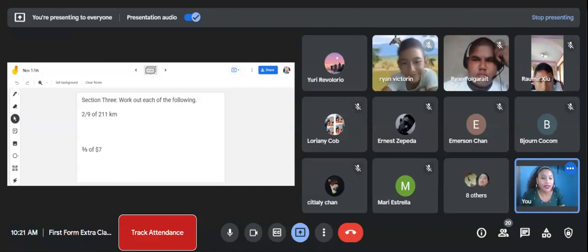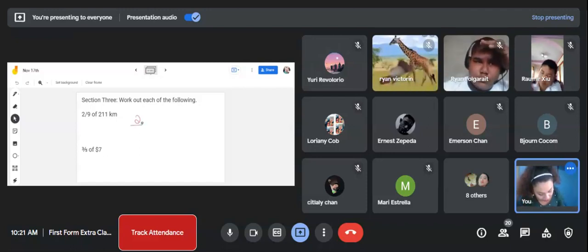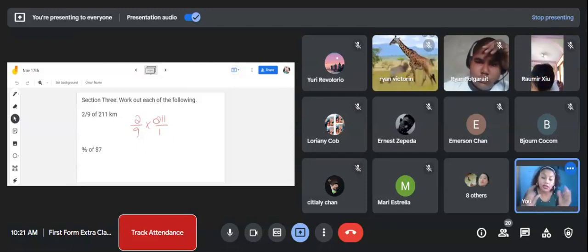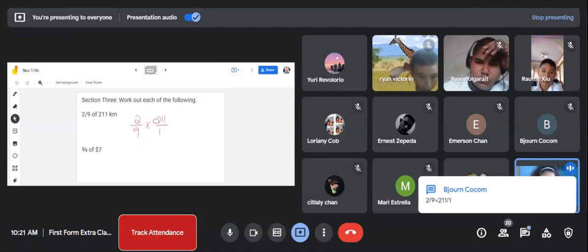Okay, the first one. 2 over 9 of 211. You need to write it over. So we're going to write over this question as a math problem. Now, I have written it over. 2 over 9 of 211 kilometers is the same thing as what I'm showing right now. Everybody understands that? You can see how the word problem changed into that?